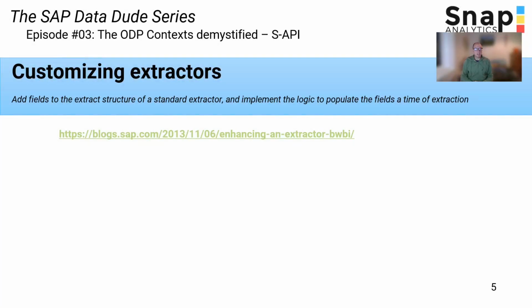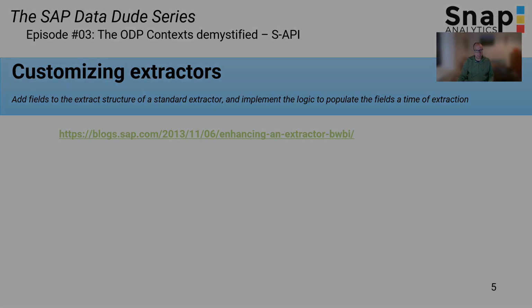Last topic is a little bit about customizing extractors, meaning that you can add your own field to an existing data source, but then you also have to put in the logic to populate those fields. I'm not going to go through this step by step. Here is a blog post which does do that for you, but just a brief introduction on the system here.